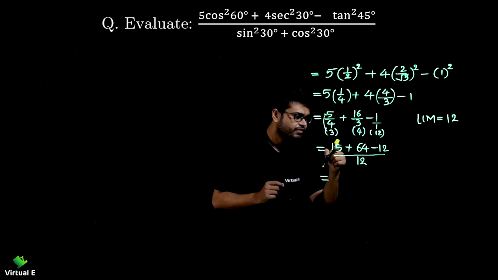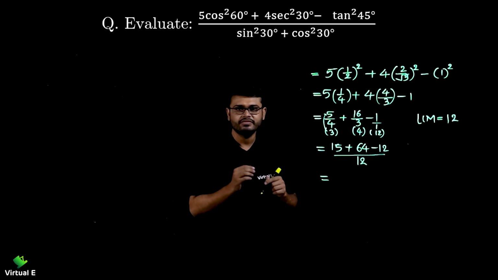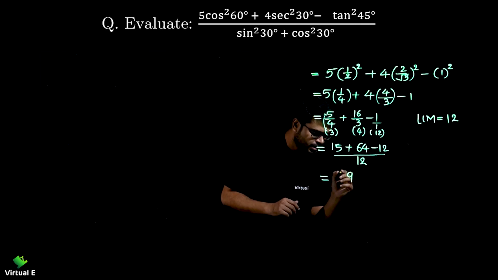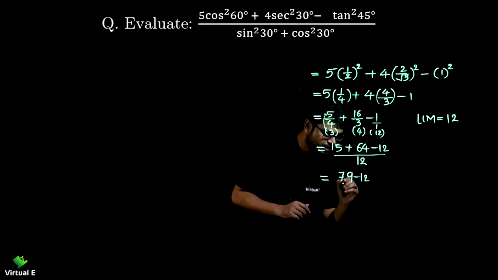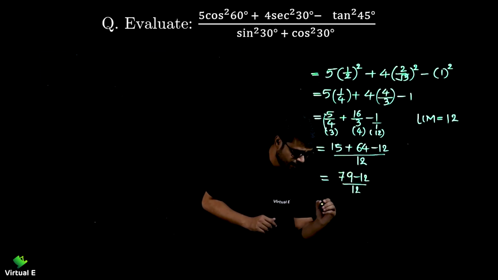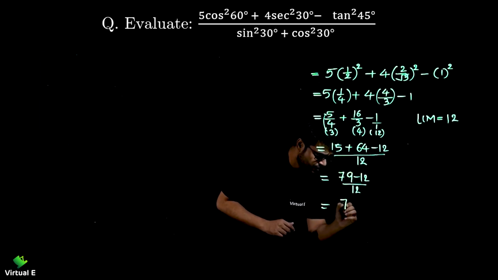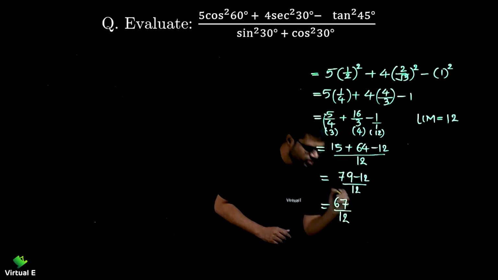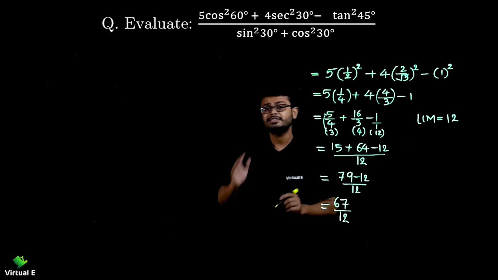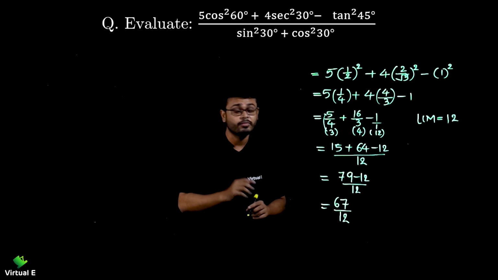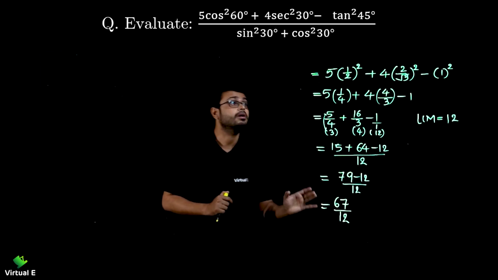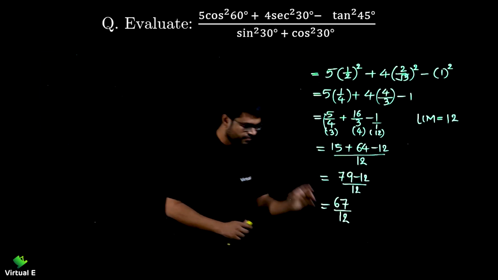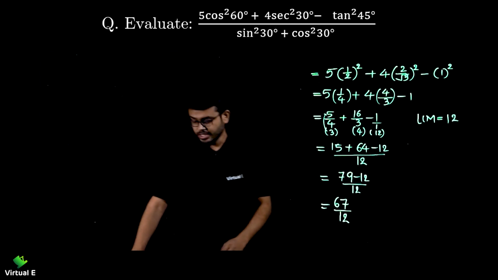Done. So 15 plus 64. Let's start with the addition first. 5 and 4 will give you 9. 6 plus 1 will give you 7. Minus 12, denominator 12 as well. Then 9 minus 2 will give you 7. 7 minus 1 will give you 6 over 12. So 67 over 12 is the simplification of numerator. This is not my final answer. Remember, I have only solved numerator. Denominator is still left. So let's solve the denominator.